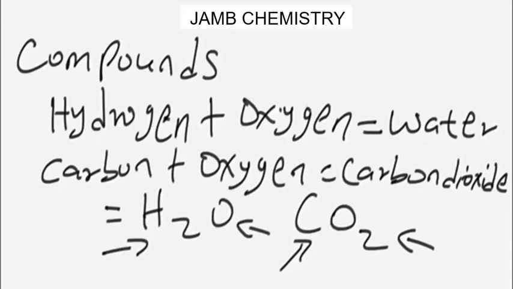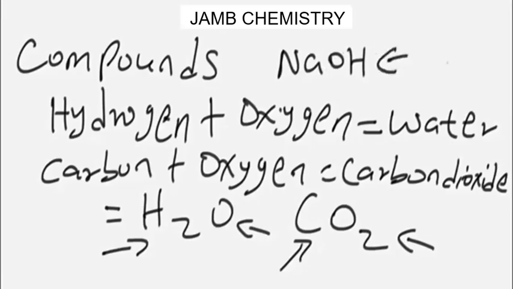Note again that a compound could be ionic or covalent in nature. The bond in it could be ionic or covalent. Now, a compound is said to be ionic when the reaction is between a metal and a non-metal. Example, we have sodium hydroxide. A metal is combining with a non-metal to form sodium hydroxide. This is an ionic compound.